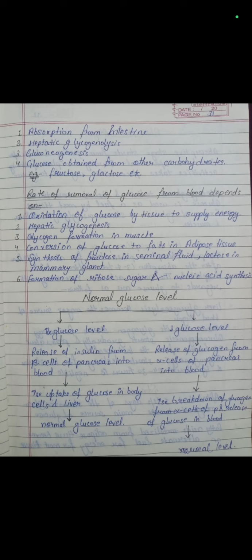In the reverse case, there is a decrease in blood glucose level. When there is a decrease in blood glucose level, the alpha cells of the pancreas release glucagon hormone into the blood, which increases the breakdown of glycogen and the release of glucose into the blood. In the same way, here also the level of blood glucose becomes normal.